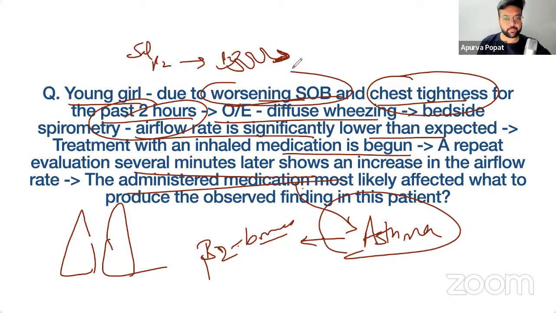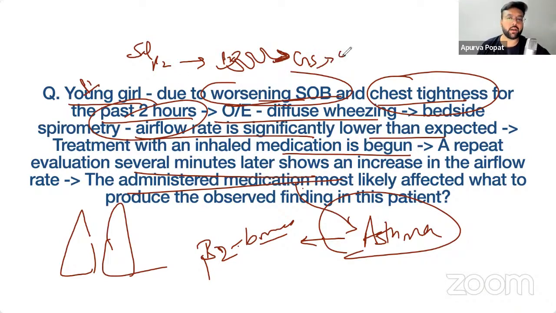Come on. G... That is Gs. Perfect. It is Gs. Beta 2 agonist will activate Gs, even beta 1 will activate Gs. Both beta 1 and beta 2 agonists will activate Gs protein.